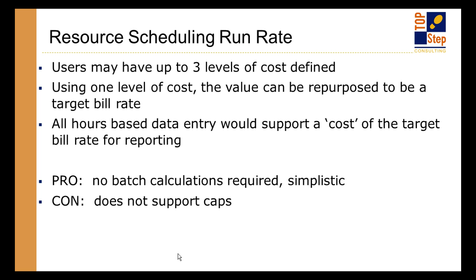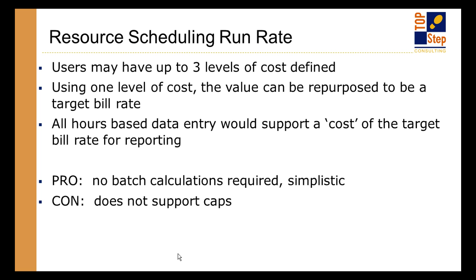There's actually a way that you can use one of the cost levels on the user record. I'm seeing more and more customers adopt this. You can have up to 3, so it's usually the third one that everyone sacrifices. You rename or repurpose it to really represent bill rate. It's just a money field. It happens to be called cost, so you can rename it. We will rename that to be target bill rate.